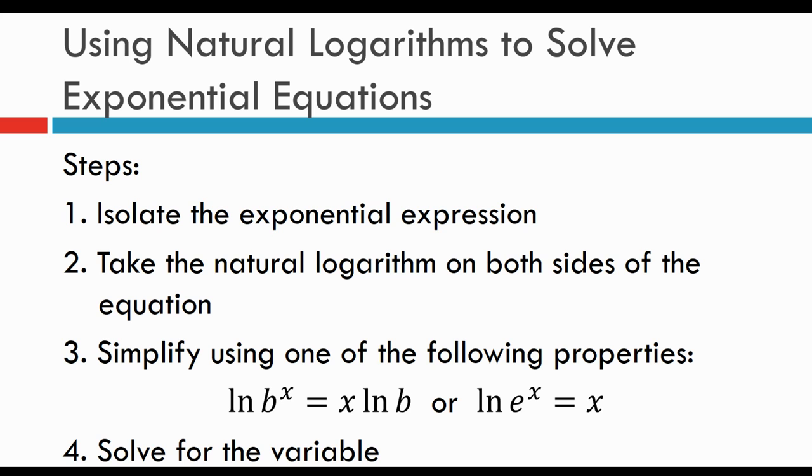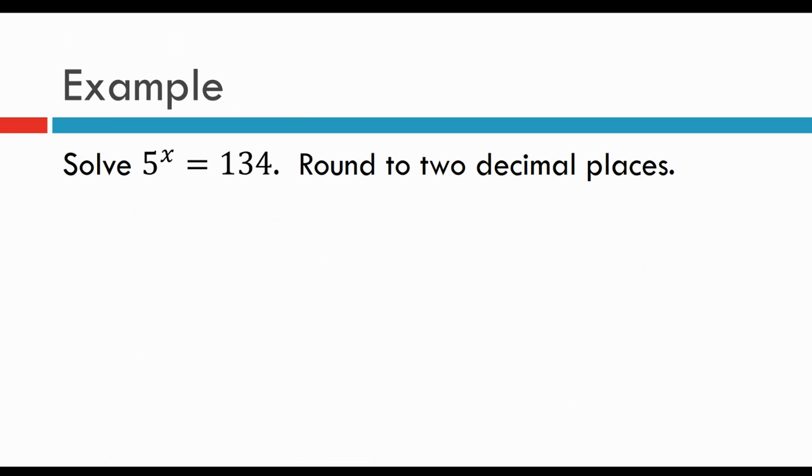So step 3, we're going to simplify using one of the following properties. If we have the natural log of b to the power of x, we're going to use the power property, where that exponent gets moved out in front, and it becomes x times the natural log of b. But sometimes our base might actually be the number e. If that's the case, natural log and e are inverses of each other, so they cancel out, and that's why it would just equal x. So two scenarios depending on what kind of base we have. If it's not a base of e, we use the power rule. If we do have a base of e, then we have inverses. And once we have that, we don't have any more exponents, and then we can solve for the variable.